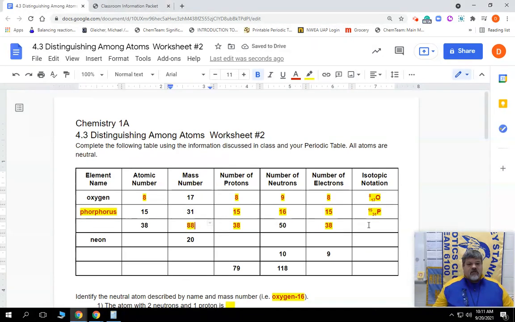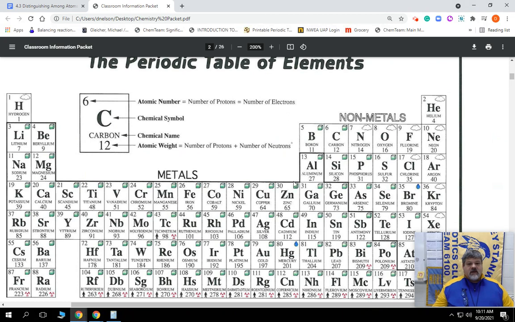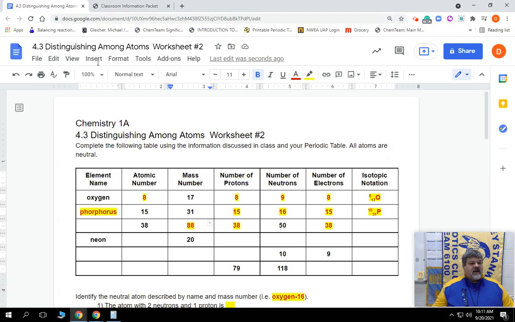Okay, so now let's do the element name. We're going to do atomic number 38. So we're back to the periodic table. Atomic number 38 is right there, strontium. Okay, so we'll go back to this and we're going to put in strontium. Okay, and we know that that is Sr.